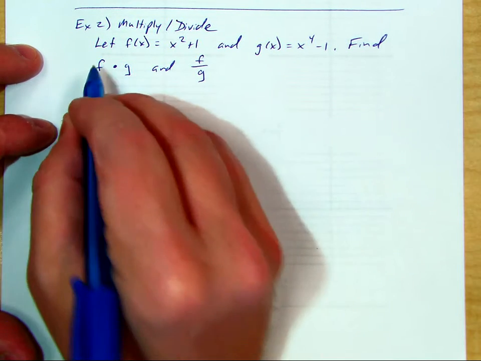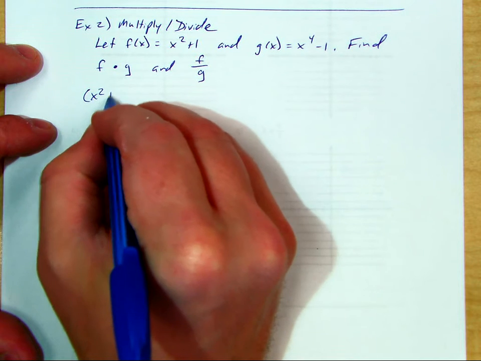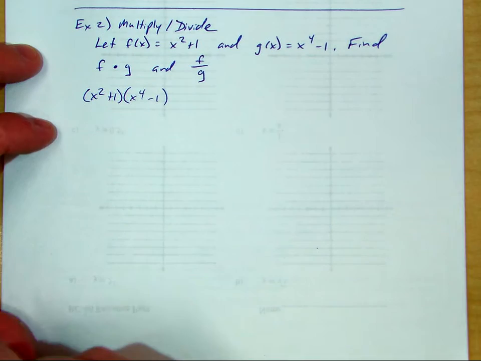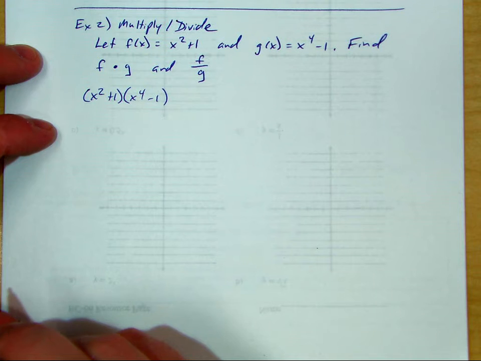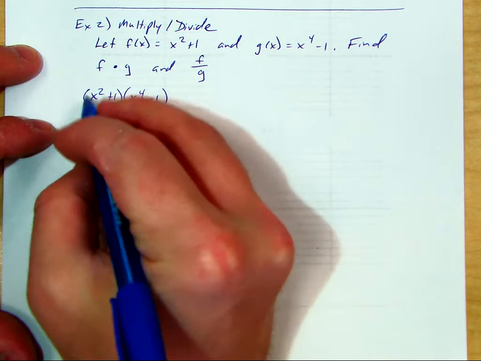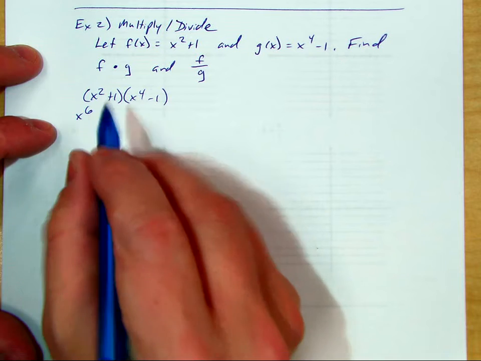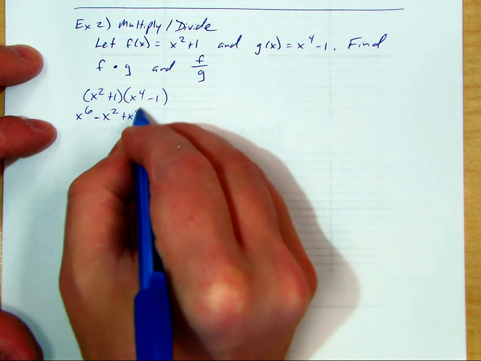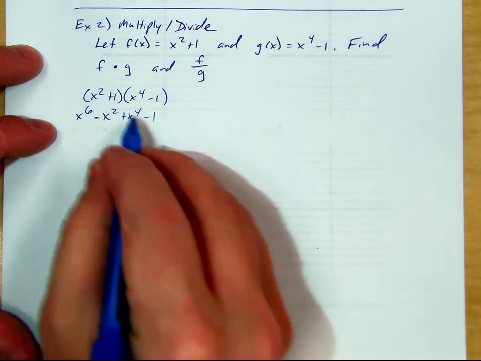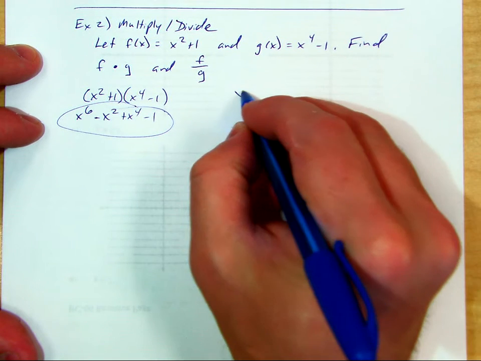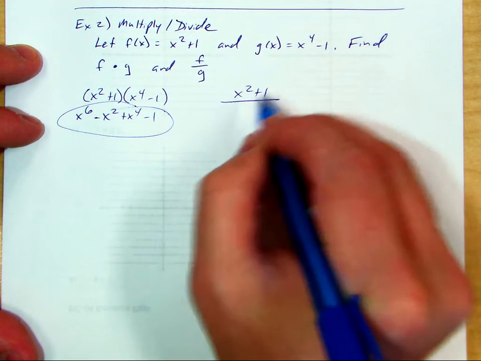So f times g is x squared plus 1 times x to the 4th minus 1. Look at that, two binomials. We just FOIL that out. Remember the product rule says x squared times x to the 4th is x to the 6th. And then we have, minus x squared plus x to the 4th minus 1. And we're done.